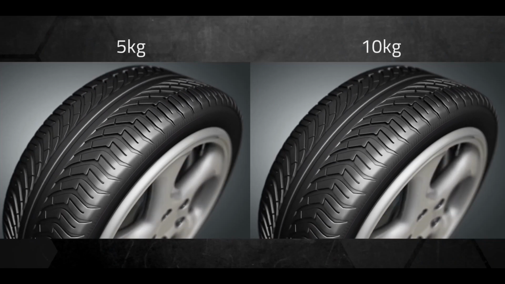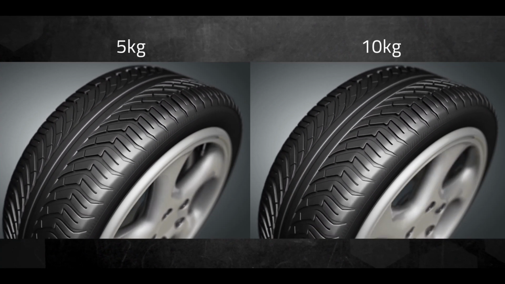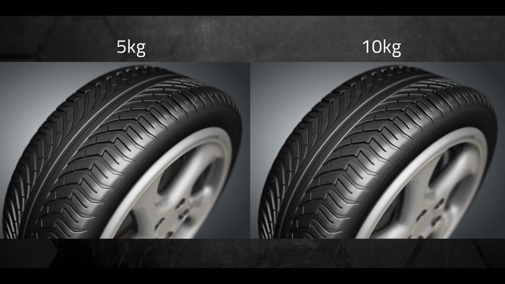Now let's say one of the wheels is 5 kilograms and the other is 10 kilograms. You speed them both up to the exact same velocity, so they're both spinning at 30 kilometers per hour. Which one will be harder to stop this time? If you guessed the heavier one, you got it. And that's an example of rotational mass at work.